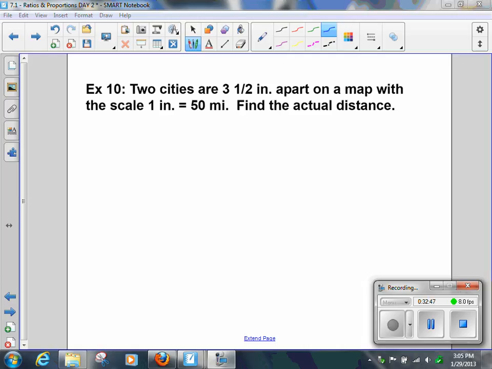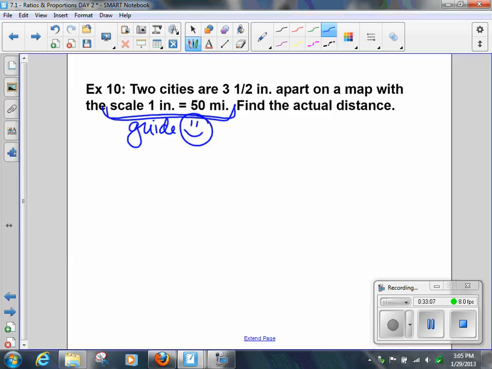What's my guide? Just set up the guide. 3.5, I'm going to do something with that in a minute. Look what it says. 2 cities are 3.5 inches apart on a map with this scale. There's our guide. 1 inch is 50 miles. Now, let's set up this thing.